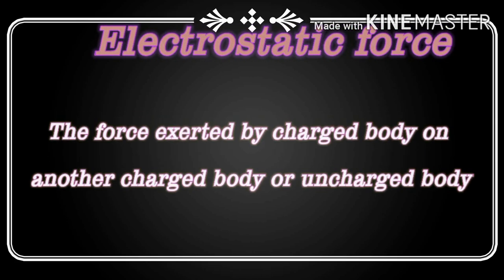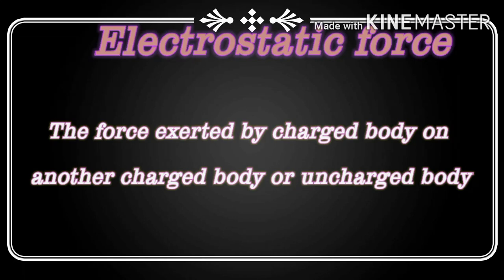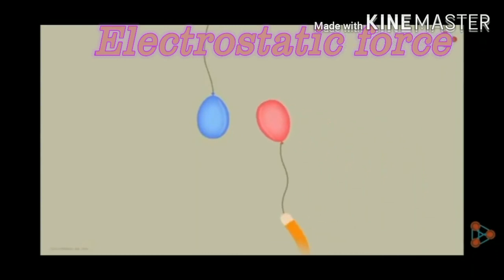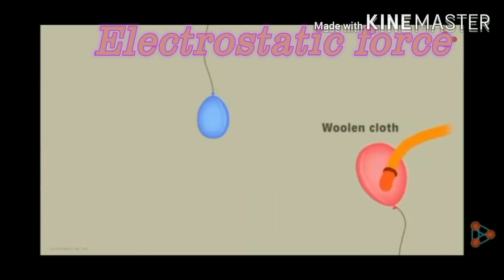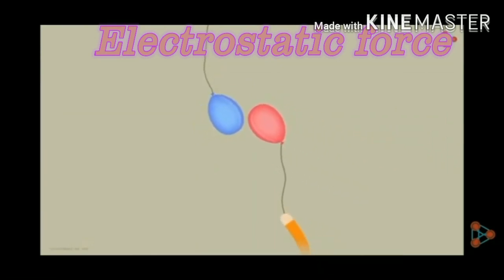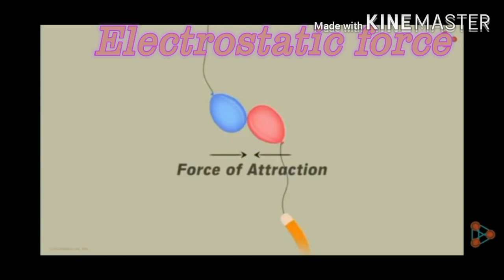Electrostatic force: the force exerted by a charged body on another charged body or uncharged body is called electrostatic force. Look here, there are two balloons. One of the balloons is brought very near to the other one. Is there any force acting between them? No. Now charge one of the balloons by rubbing it with a woolen cloth. Now what happened? The charged balloon attracts the uncharged balloon. That means there is a force acting between them now. Is there any contact initially? No. It's happening due to the charge accumulated on the red balloon.